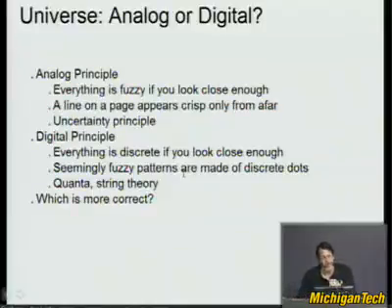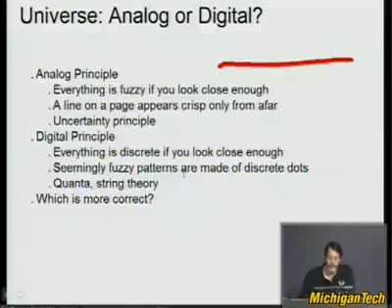Okay, I just threw this in there. This lecture is a little bit of a potpourri of different things. Is the universe analog or digital? So I ponder this sometimes. One would think that if everything is analog, then everything is fuzzy if you look close enough. So for instance, if you were to take a line on your computer monitor, you would say, oh, that line appears crisp. It has definite edges. But if you were to look really, really closely, you would see that actually there's lots of dots on your computer monitor. It's not as crisp as one might have thought.